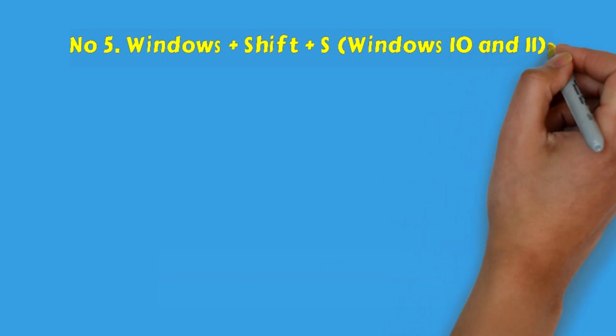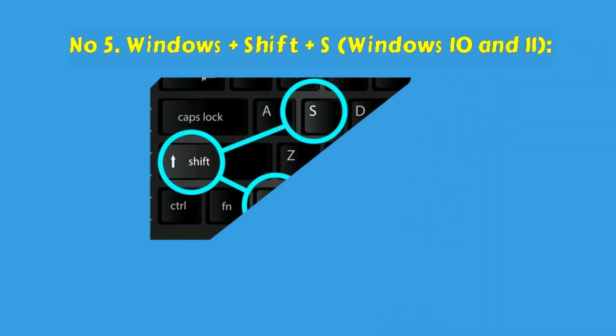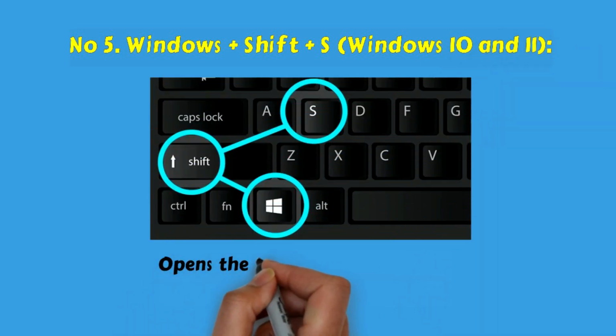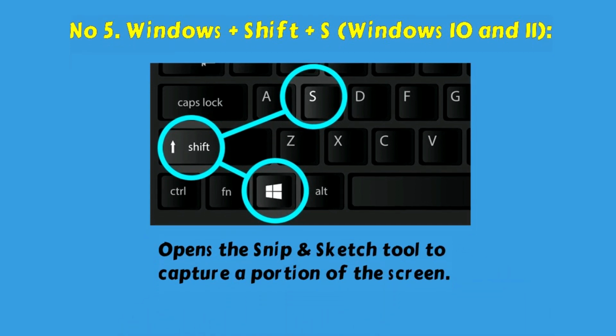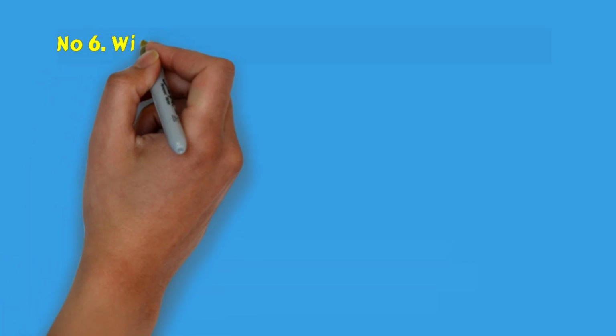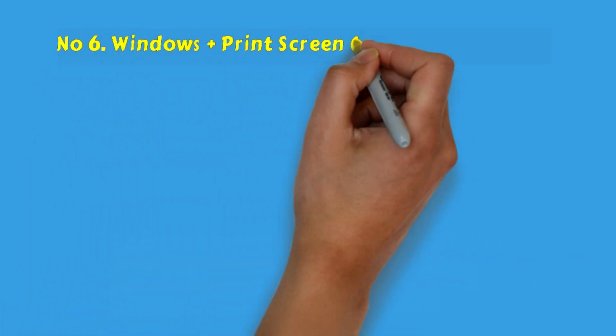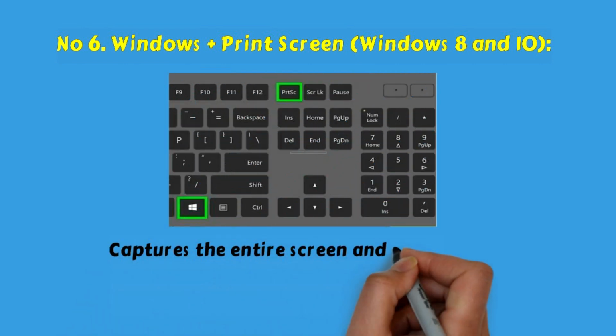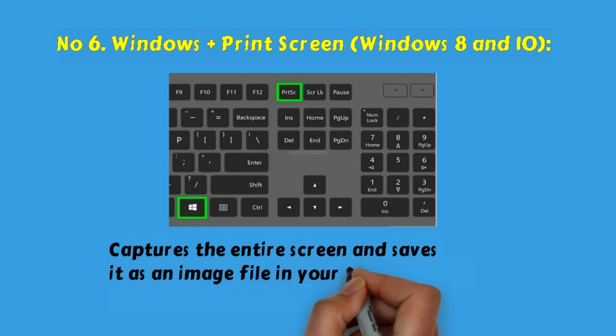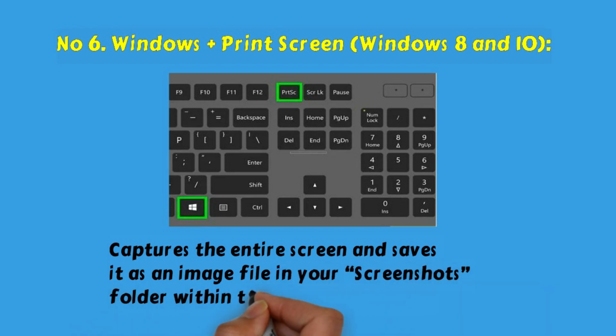Number 5. Windows plus Shift plus S, Windows 10 and 11. Opens the Snip and Sketch tool to capture a portion of the screen. Number 6. Windows plus PrtScn, Windows 8 and 10. Captures the entire screen and saves it as an image file in your Screenshots folder within the Pictures library.